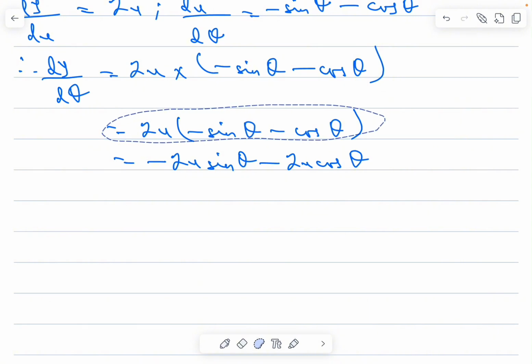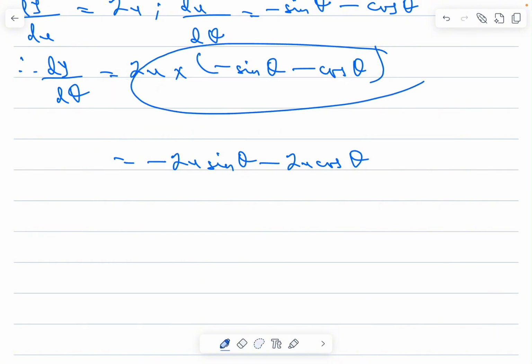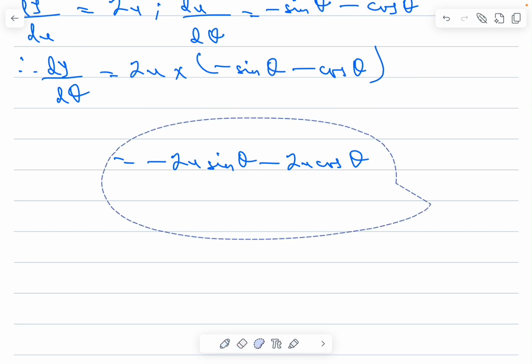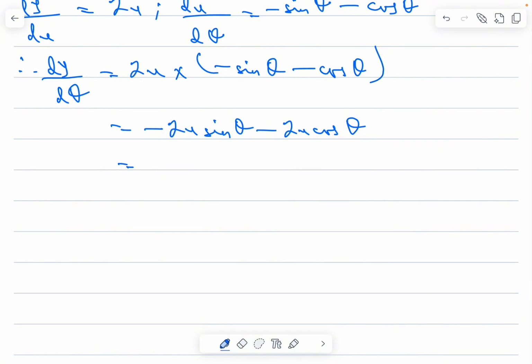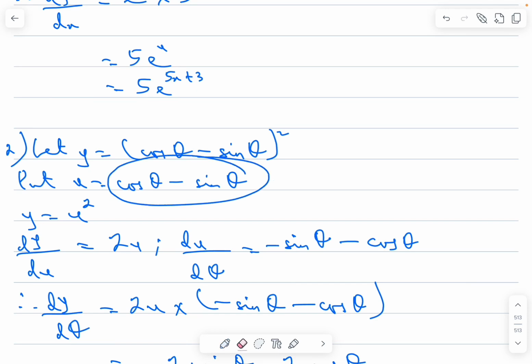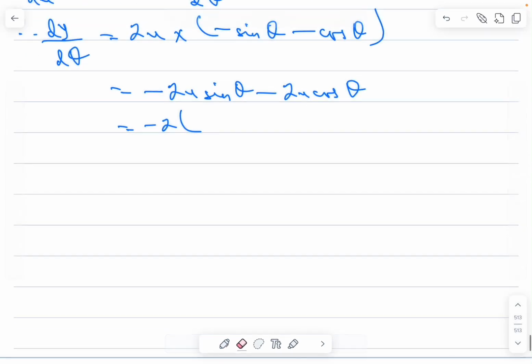I don't think I need to write the step. It's a repetition of a step. So that's what we have: minus 2u sin theta minus 2u cos theta, and that simply means minus 2, and u is cos theta minus sin theta, so minus 2 cos theta minus sin theta, sin theta plus cos theta. Okay, I think I can even just leave it this way from here.